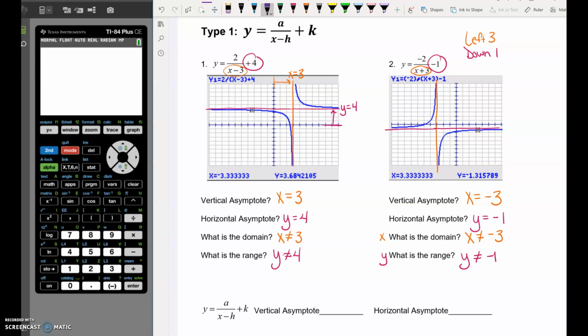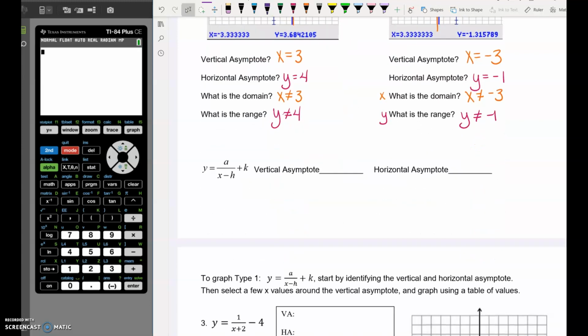So if we look at this generic form, y equals a over x minus h plus k, the vertical asymptote is going to be x equals h, because h minus h would make that bottom be 0. So basically the opposite of whatever you see with that x. The horizontal asymptote is y equals k.